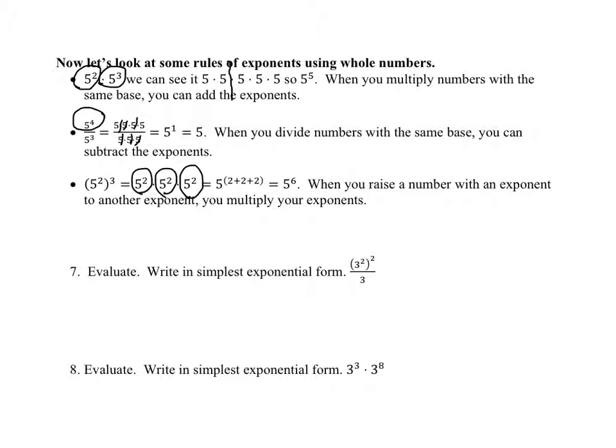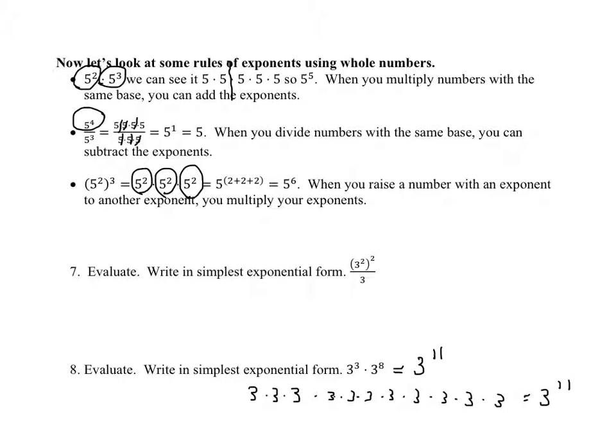So let's look at a couple of examples. We'll do number 8 first because it's easier than number 7. So write it in simplest form. So 3 to the third really means 3 times 3 times 3. And 3 to the eighth really means 3 times 3 times 3 times 3 times 3 times 3 times 3. 1, 2, 3, 4, 5. One more. So I really have 3 to the 11th. But I didn't have to write out all that. I could have just added my exponents and got 3 to the 11th.